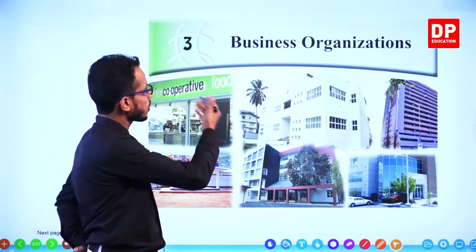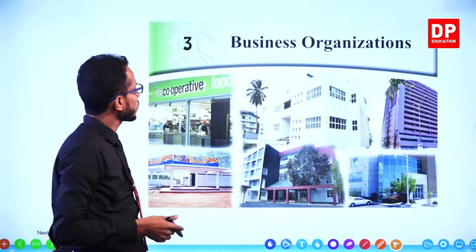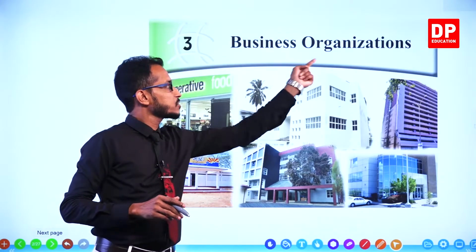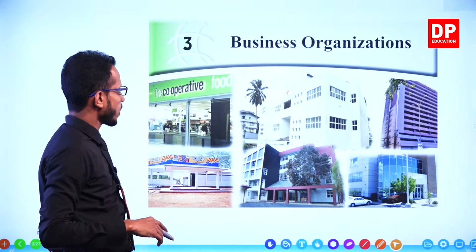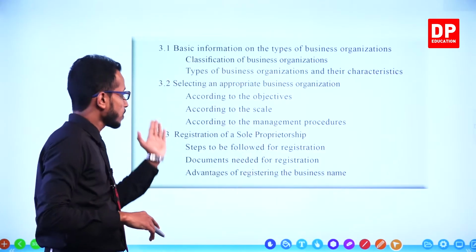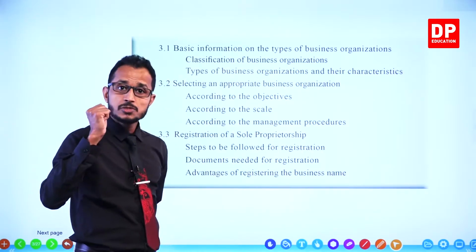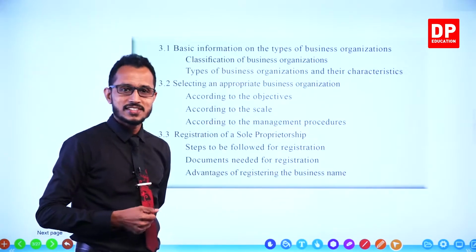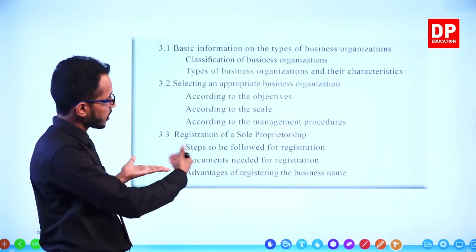Here you go. This is your cover page of the textbook. It says Unit 3, Business Organizations. Right? All right. Let's look at the lineup of subtopics. Once again, in your textbook, Unit 3, Business Organizations. Here you go. This is your subtopics lineup.